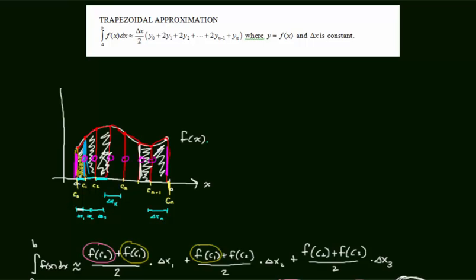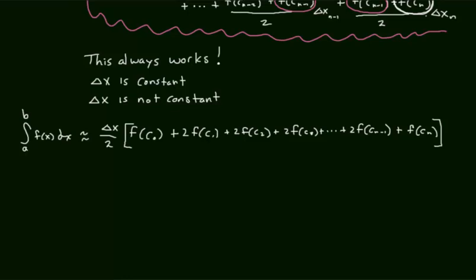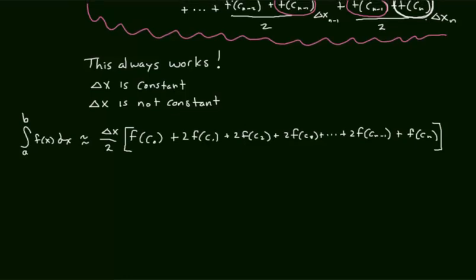In our formula below, the author of your textbook says it's change in x over 2, but instead of saying f of c naught, they simply say y naught plus 2 y1 plus 2 y2 plus ... plus 2 y n minus 1, finally the last y value, y n. And that's the formula that appeared at the top of this section.